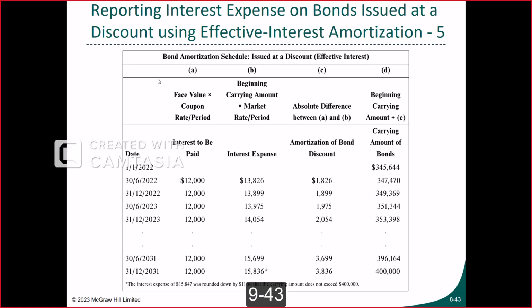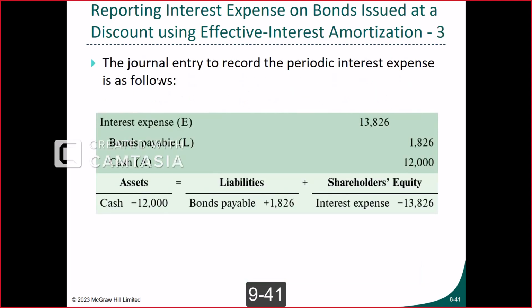We are going to keep increasing the carrying value progressively by the difference between the interest to be paid and the interest expense, until at the maturity date on December 31st, 2031, we reach the principal amount, $400,000, so that we pay back the book value at that day. Okay, so back to the journal entry. This is how we account for the interest at every interest period.